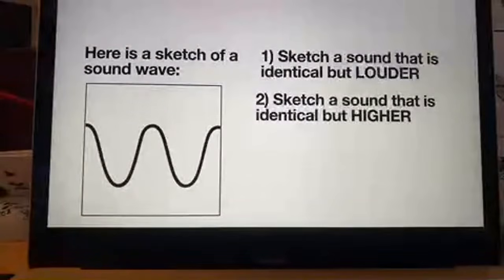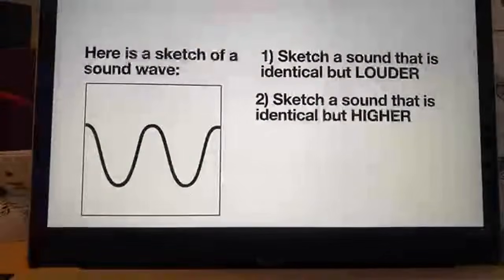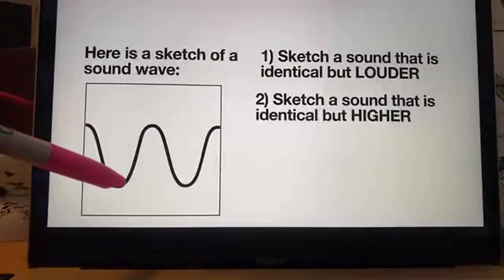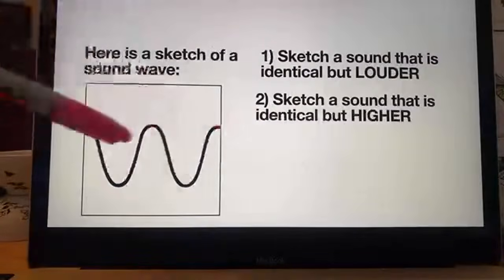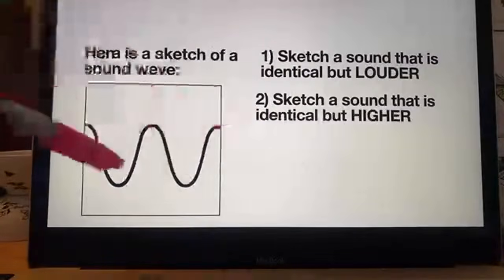Here is a sketch of a sound wave, just to make sure you've understood this. And I must admit, I tried to do it alongside everyone yesterday, and it's harder than I thought. Here you've got a sketch of a sound. It's the one that I just showed you. It's 2 wavelengths long, so we'll say that this box is 1 second, so this is a frequency of 2 hertz.